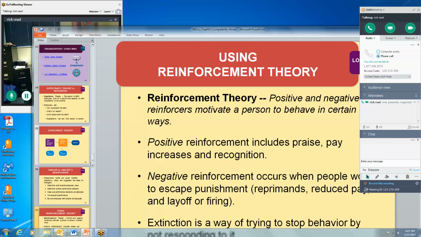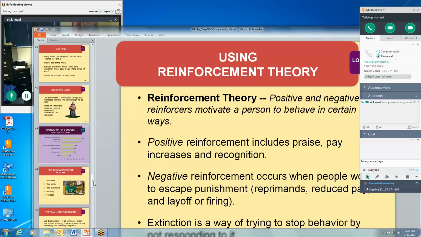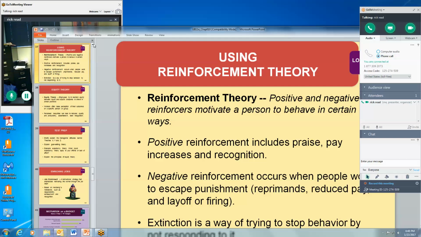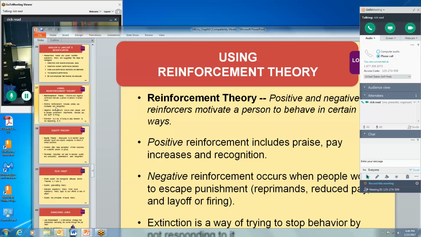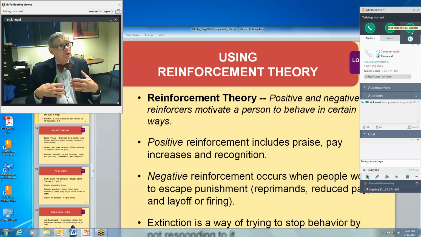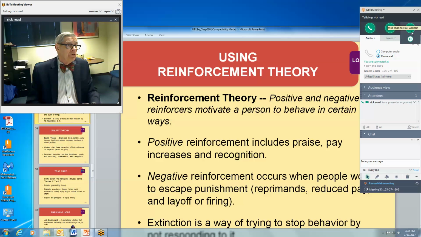A reinforcement theory has been around for a long period of time. You may know this as part of Pavlov and his dog. That's kind of a reinforcement theory. We have positive and negative reinforcements. And positive reinforcement simply says, when you do that to an employee, hey, I liked what you did and I want you to continue doing what you're doing.